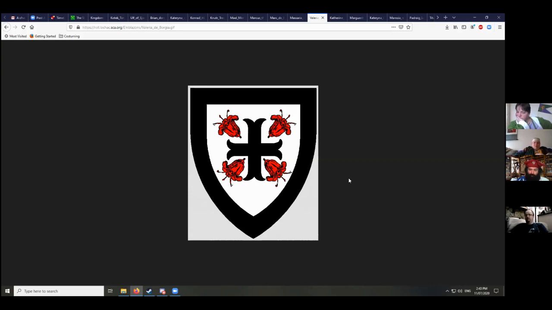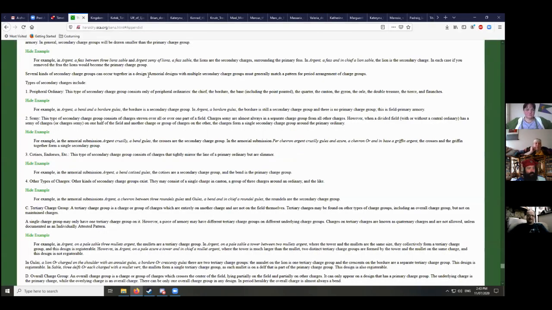I picked this one out because you can have multiple secondary charge groups. You can only have one primary charge group, which is one of the reasons why we call it the primary charge group. But you can have multiple secondary charge groups. I'll go back to SENA and we'll talk through the rules on this one for a little bit. Several kinds of secondary charge groups can occur together in a design. Armorial designs with multiple secondary charge groups must generally match a pattern for period arrangements of charge groups.